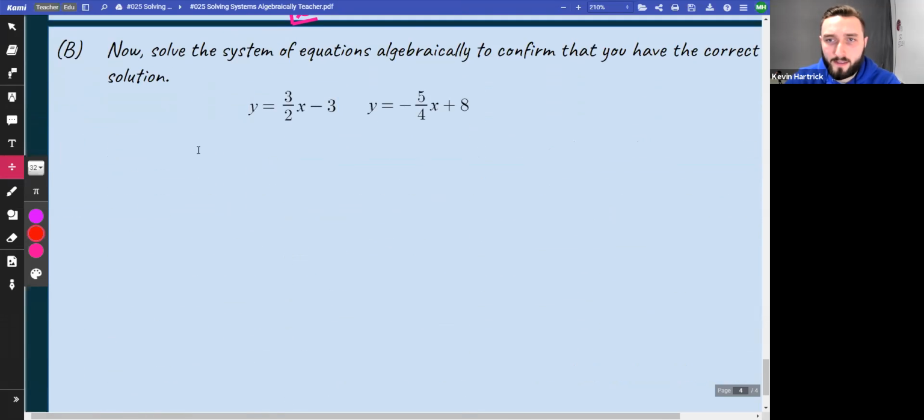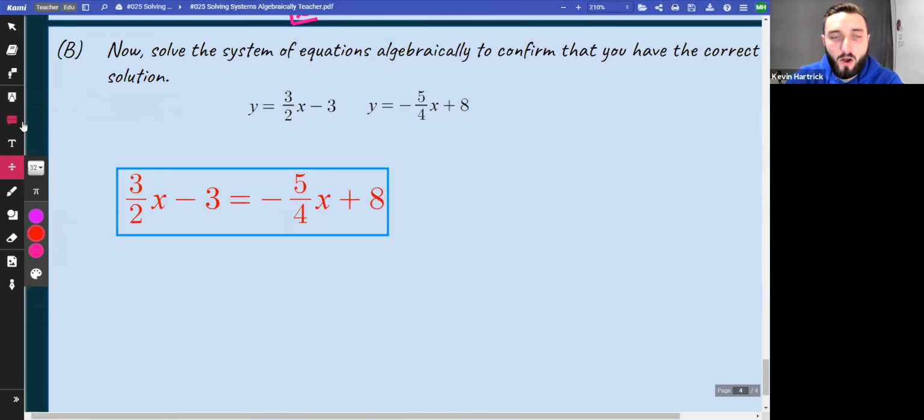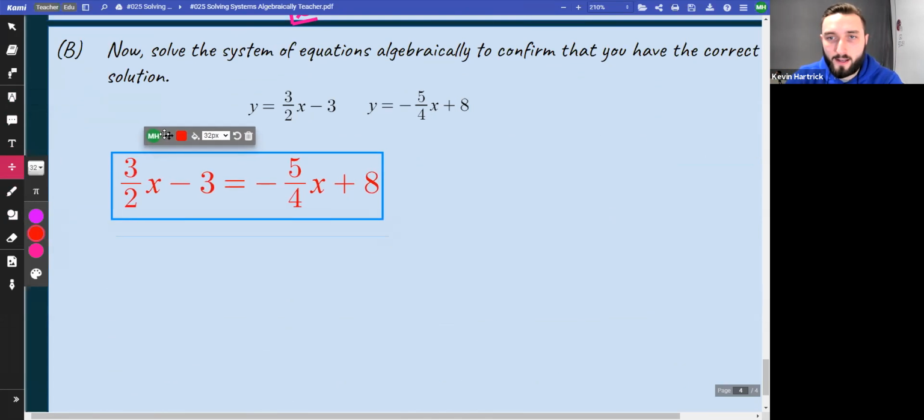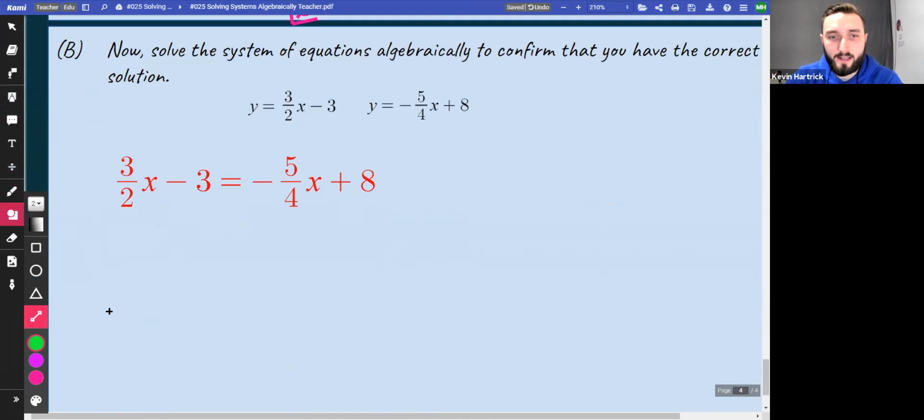So when I'm solving this equation, first of all, I'm taking both of these equations, I'm taking their right sides, so the part that has the x and the numbers, okay, and I'm setting them equal to each other, right? So I'm using the substitution method. I'm going to do 3 over 2 x minus 3, and that is equal to negative 5/4 x plus 8. Why are they equal? Because I'm trying to figure out what is the point where they are equal, where they are the same, where they cross. Okay, now that I have this, I need to solve it.